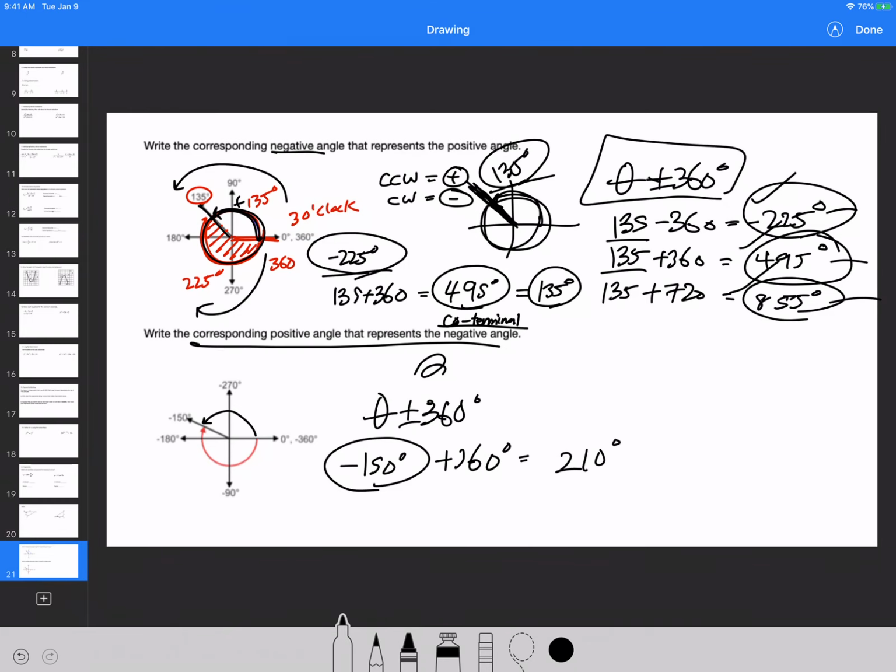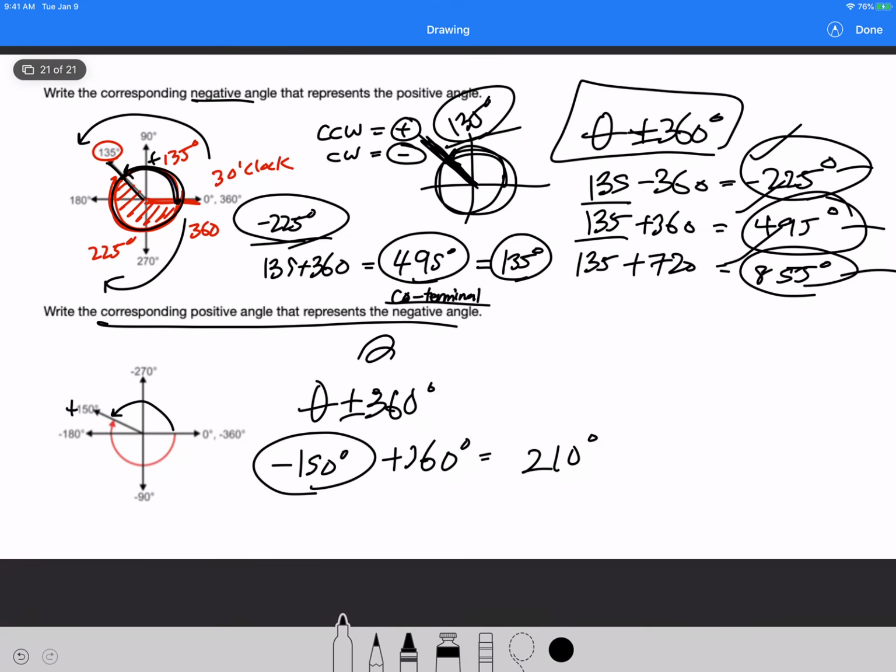I'm sorry, wait a minute. I guess this one's indicating positive 150, because this angle right here is going from the 3 o'clock position to here, which is positive 150. Yeah, that should be positive 150. So positive 150 plus 360 should give you 510 degrees. That means you go here, 150, go 360 one more time, that's 510.